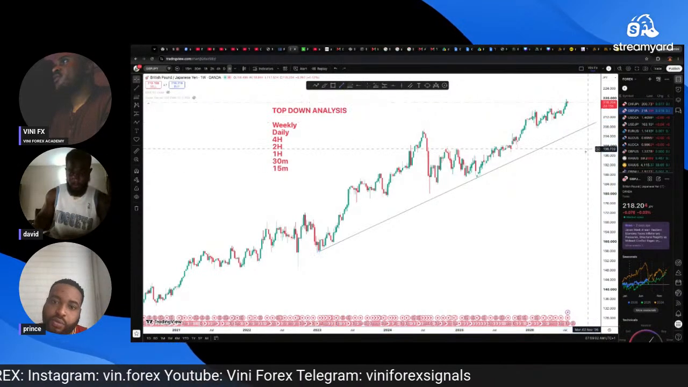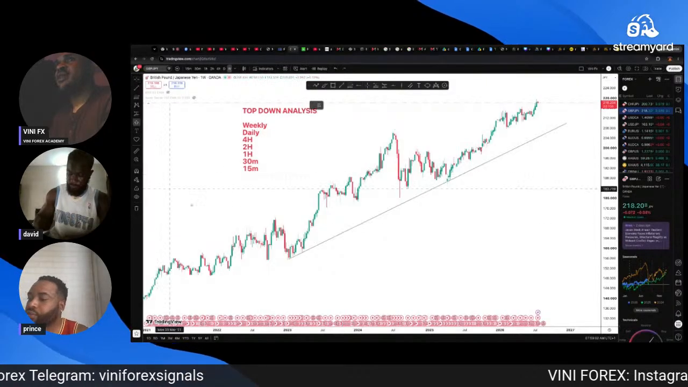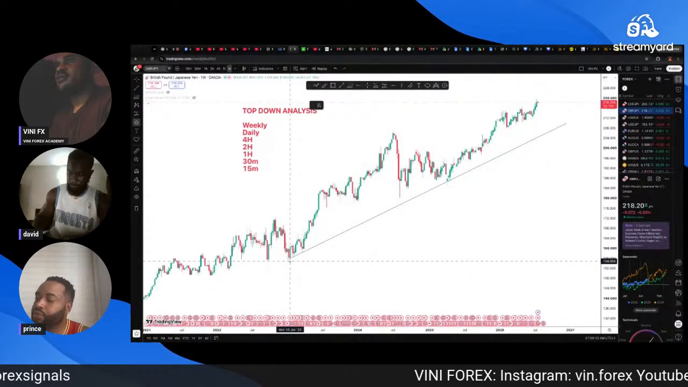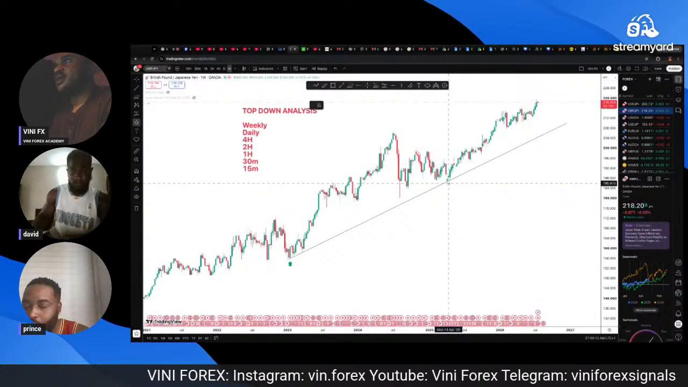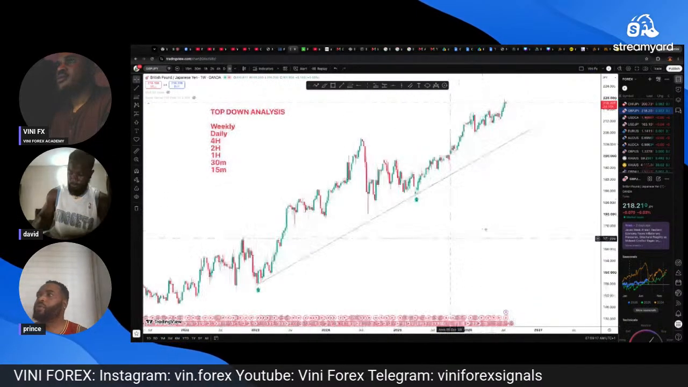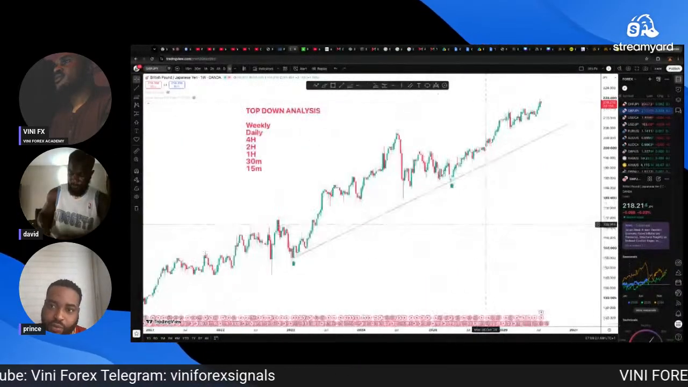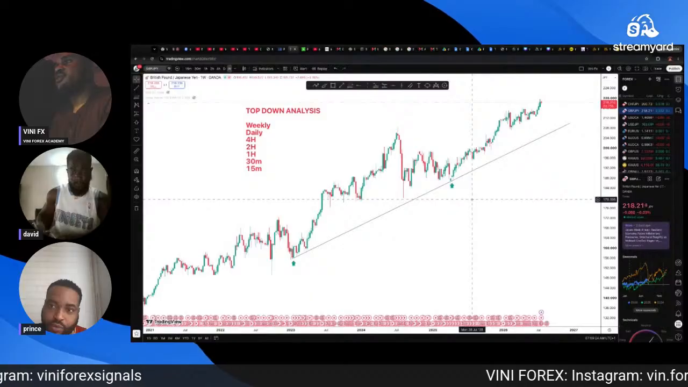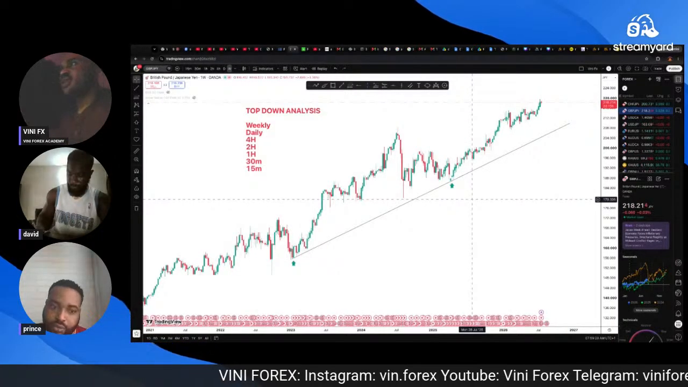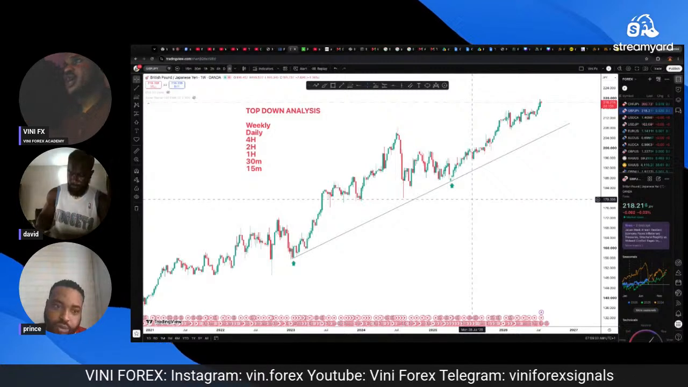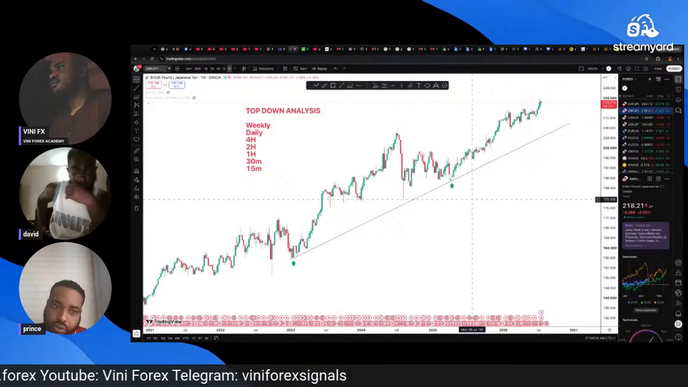A trend line means it's a line that follows the trend. So it touched here, you can see that, and then again it touched here. Do you see it? So a trend line must have two touches to be valid. It can have three touches, four touches. The more touches it has, the stronger it is. But two touches is the minimum.